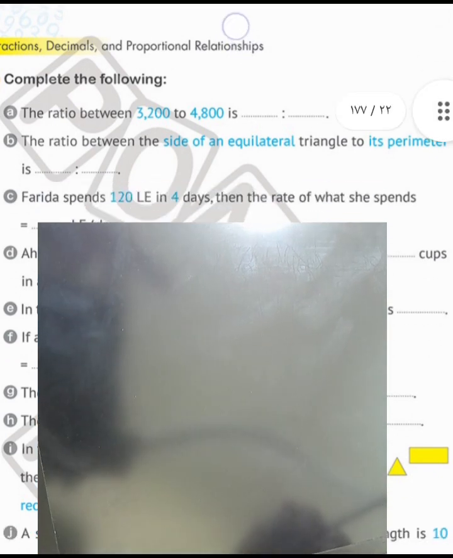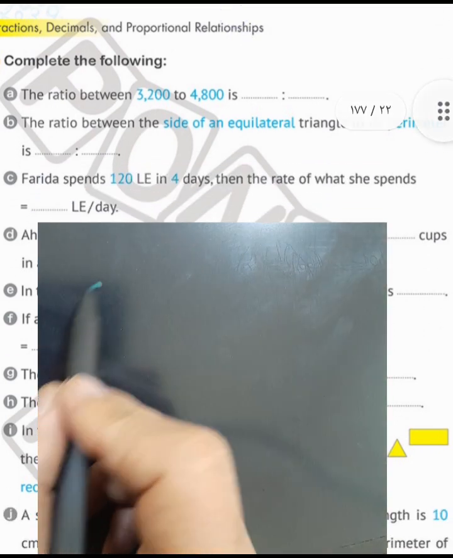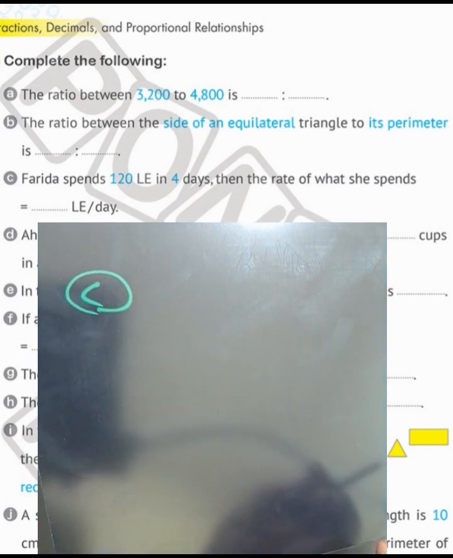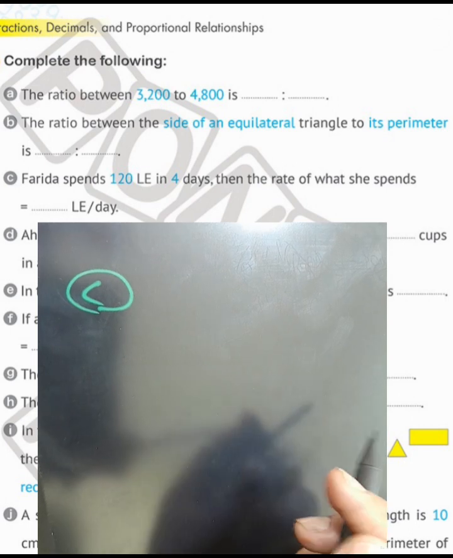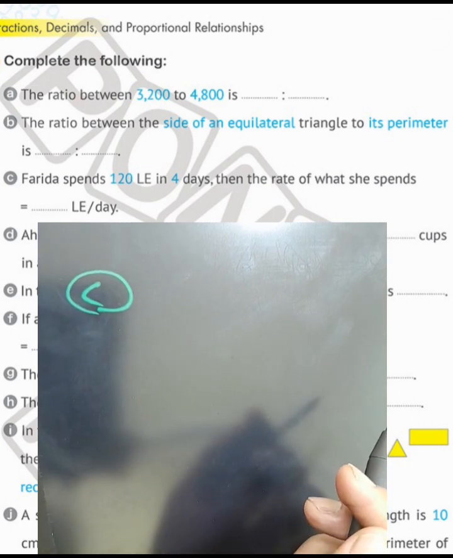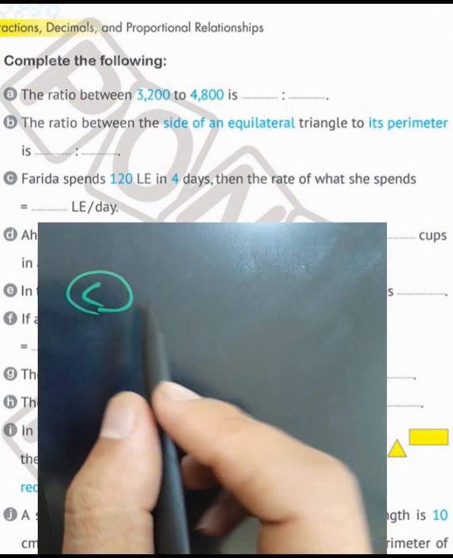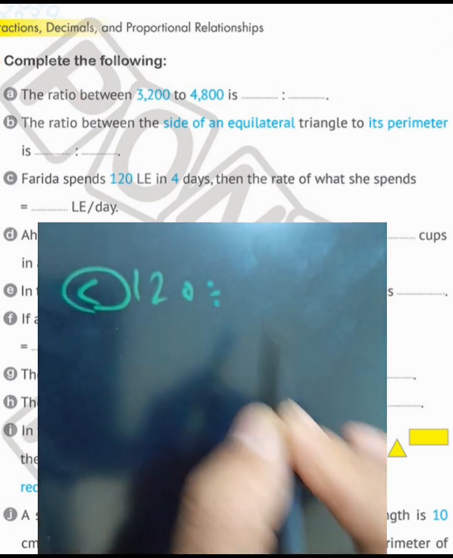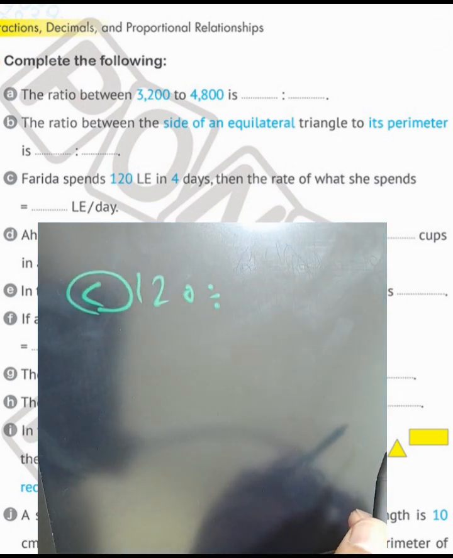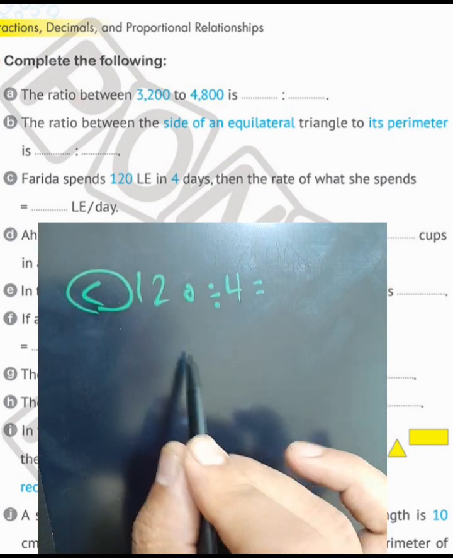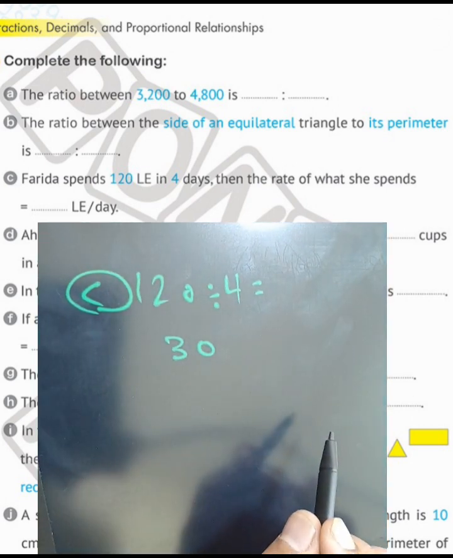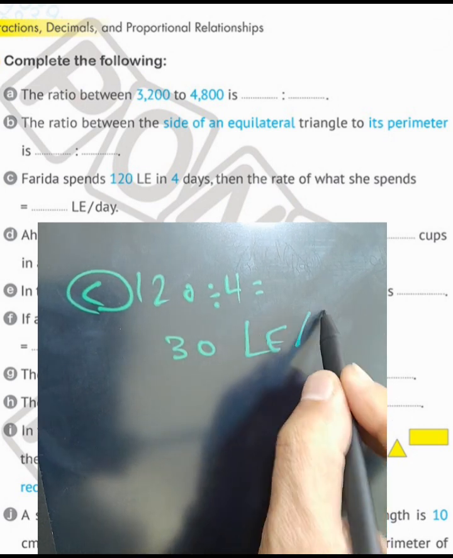Okay, next question, letter C. Farida spends 120 Egyptian pounds in 4 days. Then the ratio of what she spent is blank per what? We can find it by using division between the total money, 120 Egyptian pounds. She spent it in 4 days, so divide by 4. It will be 30 Egyptian pounds per day.